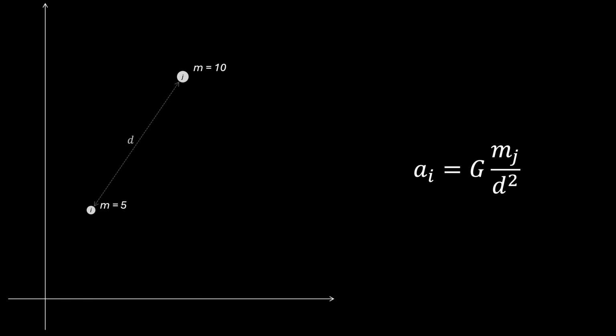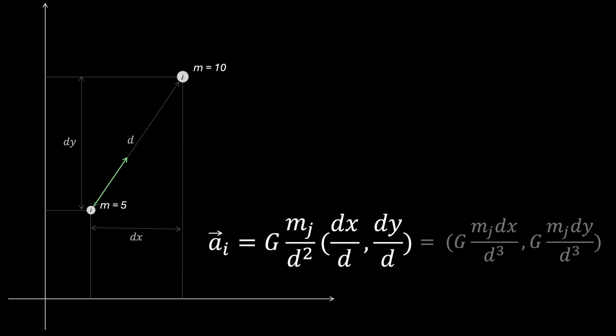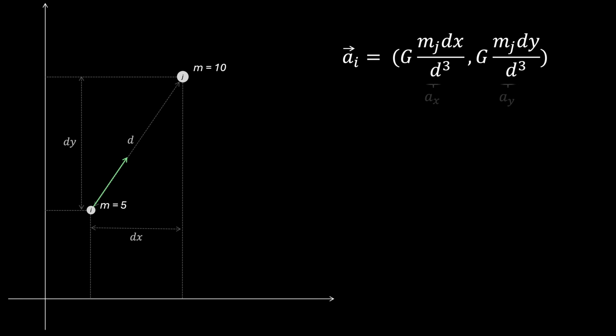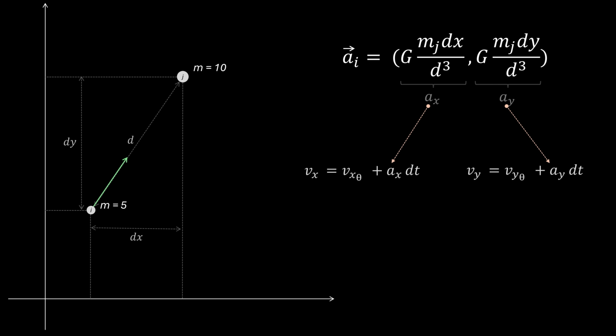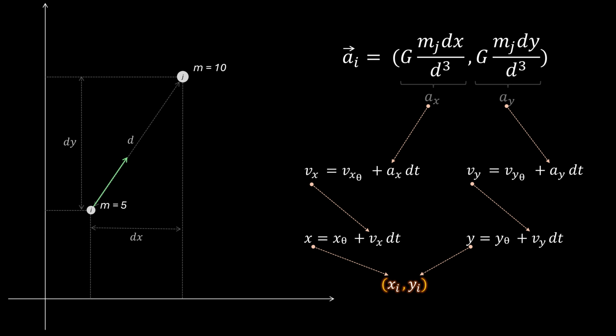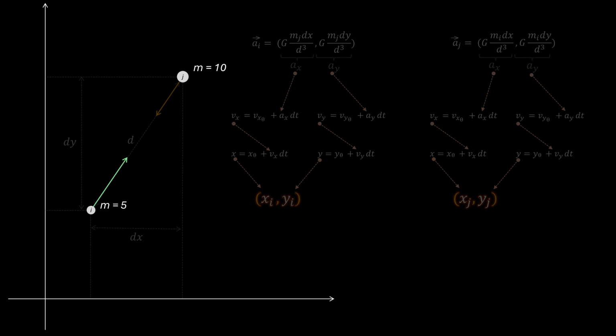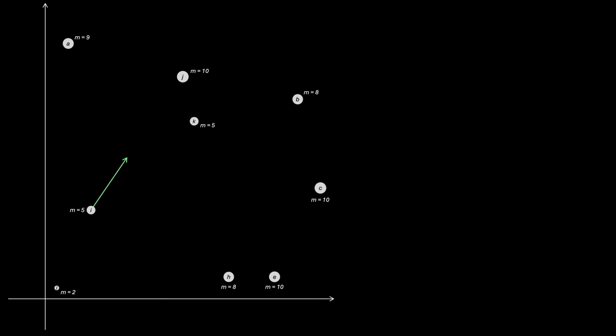And because we are working in 2 dimensions, acceleration is not just a number. It is a vector. It has a horizontal component and a vertical component. Once we know that acceleration, we can use it over a small time step to update the particle's velocity and then its position in both axes. And that's how we know where to draw the particle when updating the screen. And of course, we also need to determine how the gravity produced by I influences J. Easy, right? Well, things get more interesting as we increase the number of particles.